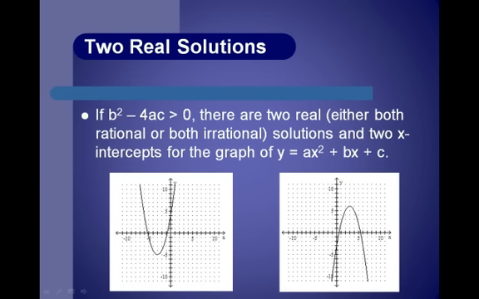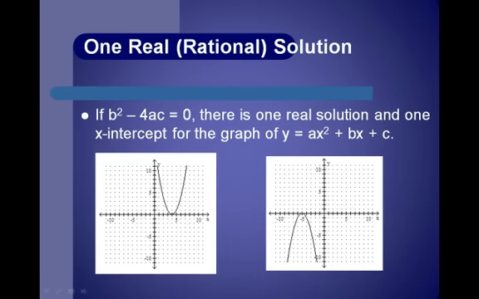Now, how does this discriminant compare when we look at the graph? Well, if b squared minus 4ac is greater than 0, which means it is a positive number, then we're going to have two real solutions. They can either both be rational or they can both be irrational. If our parabola opens upward, then we're going to have the two numbers cross the x-axis. Same thing if it opens downward. We're still going to have where our parabola crosses the x-axis, and that's going to be our solutions.